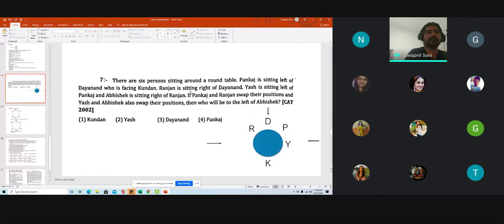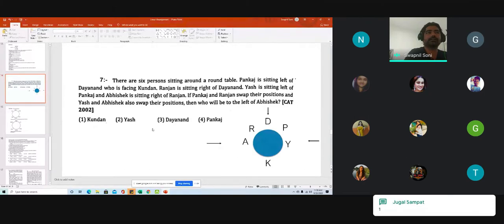So Yash is sitting to the left of Pankaj. So Yash came to Pankaj's left. Abhishek is sitting right of Ranjan. So Abhishek comes to the right of Ranjan. I don't know where exactly, but on the right. So all 6 are set.